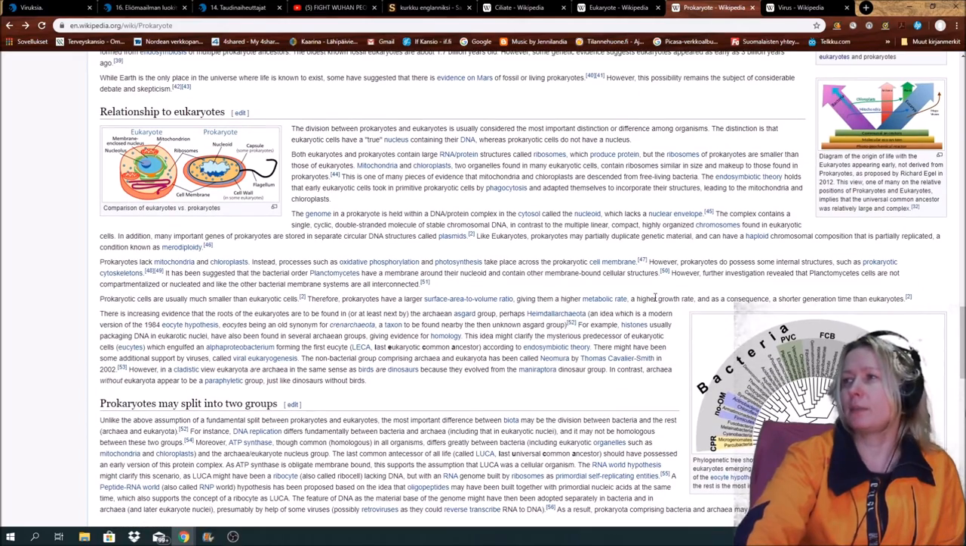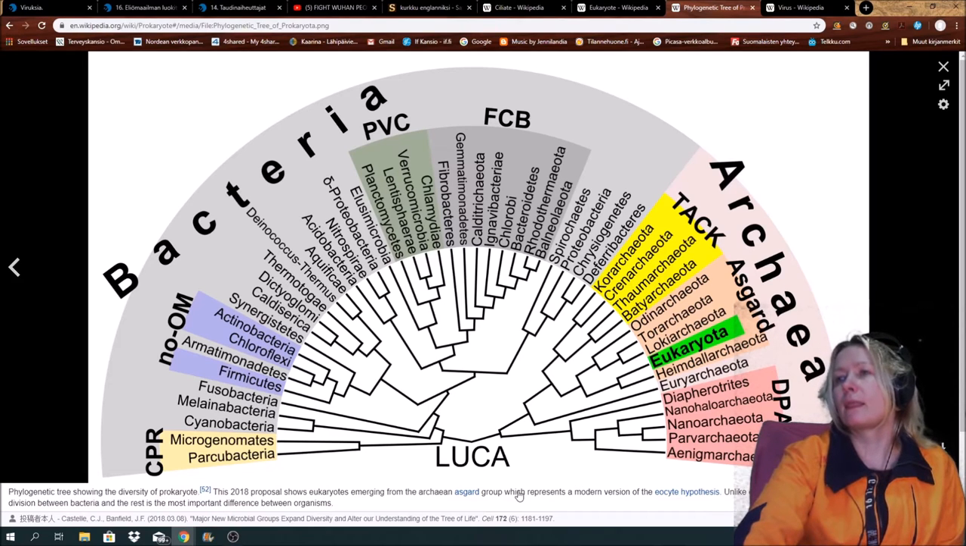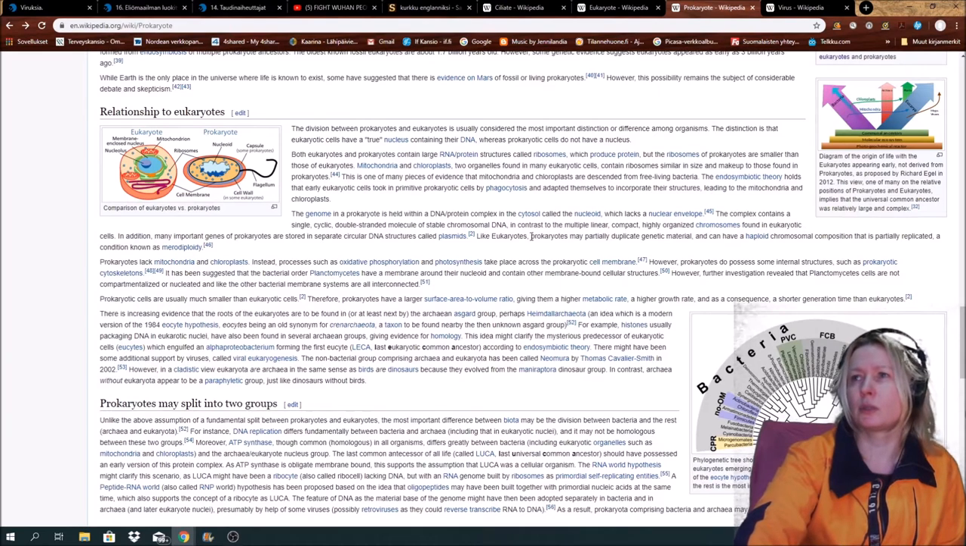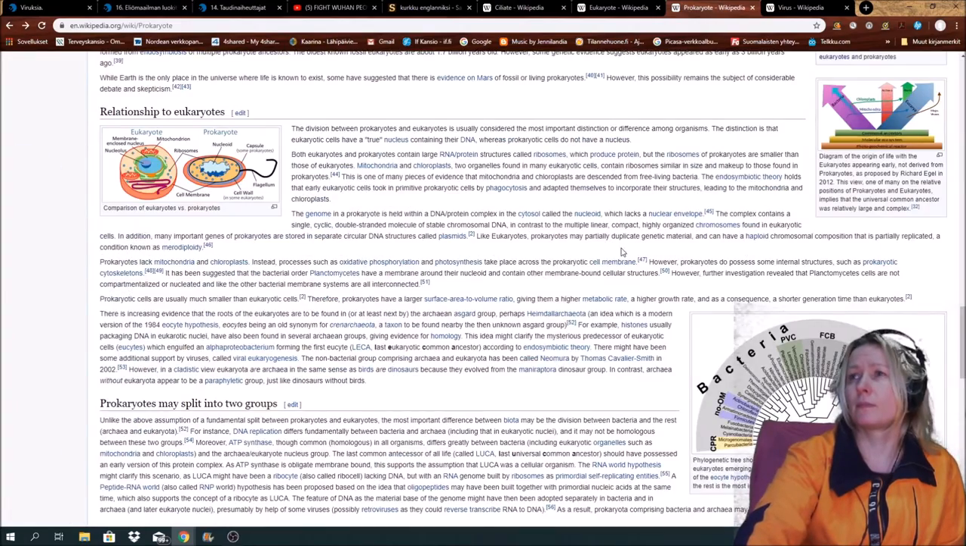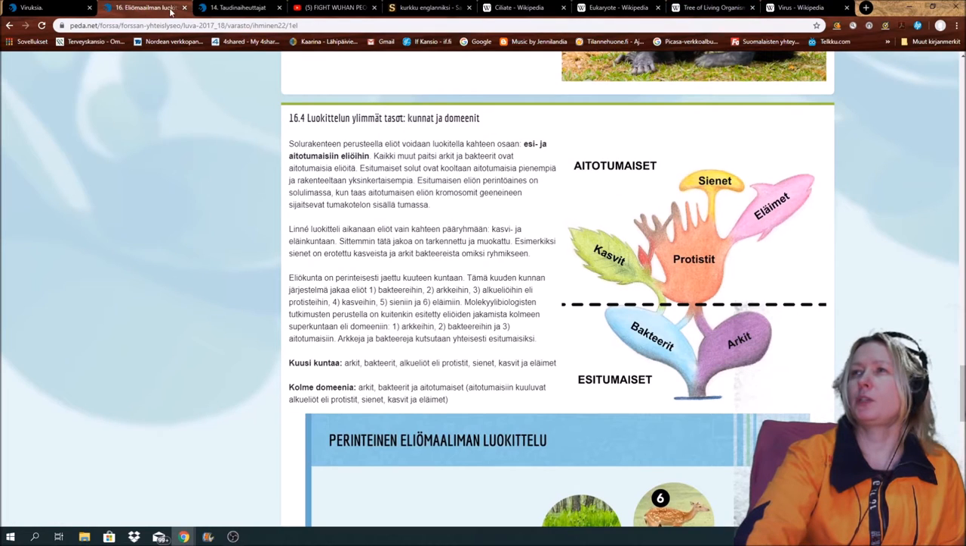So here we have some bacteria and archaea. In the area of these, I don't have that much knowledge. Perhaps a bit more in Finnish, but not in English. So here's the same picture that was on that Finnish page.